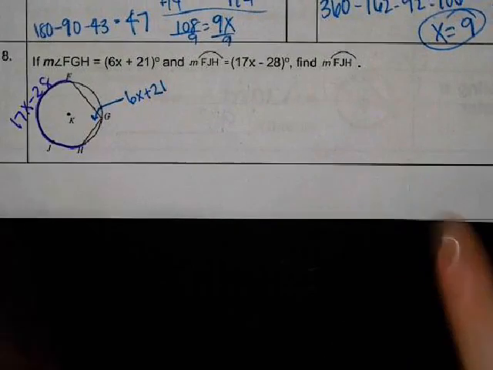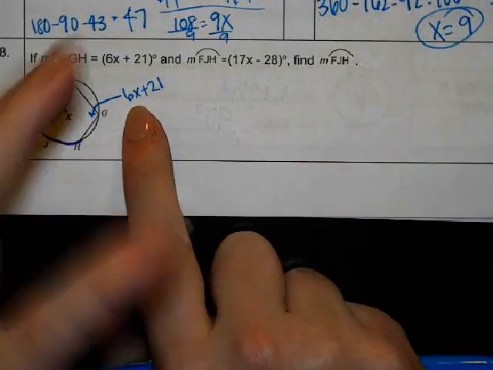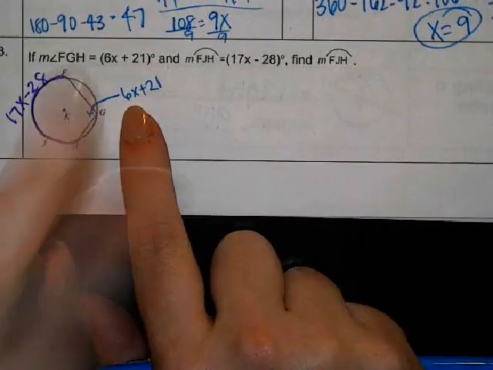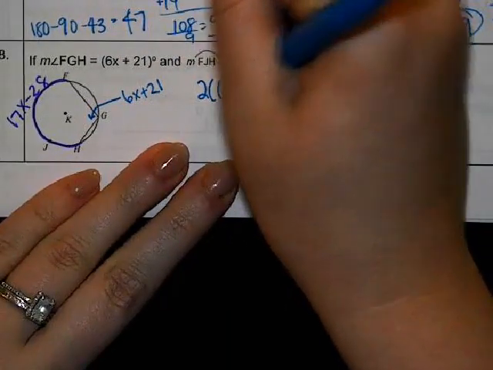Now in order to do that, first I always have to solve for x. And this one is a little more complex because remember this angle measure is 2 times what the arc is. So 2 times what the angle is gives me the arc.